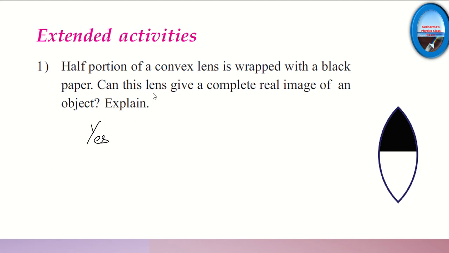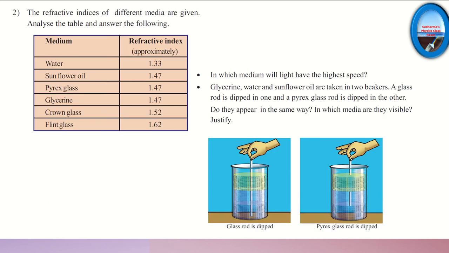Okay, but the question is, can this lens give a complete real image of an object? Yes, it can give, because the light passes through the uncovered portion of the lens and it forms an image, but the brightness will be less because the light is not passing completely through the lens. It passes only through half portion of the lens. So the intensity of the image, the brightness of the image formed will be less compared to the image formed by the complete lens. That is the answer for that. Hope it is clear for you.